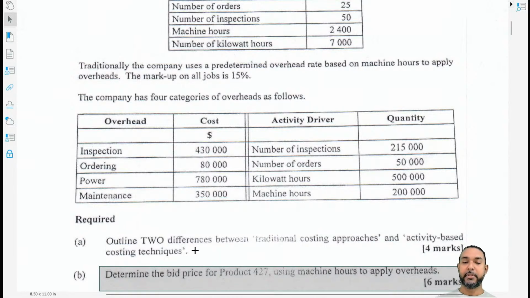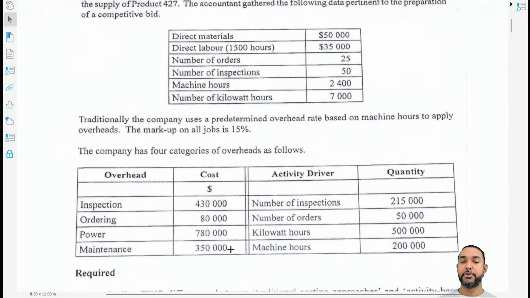Anyhow, right. So here what we're doing, we're trying to find the bid price. Now, the bid price is simply the cost of the job plus the markup.